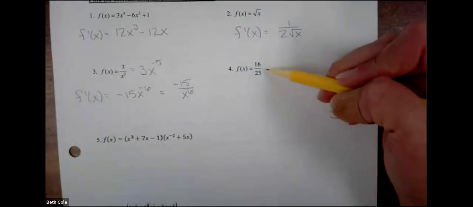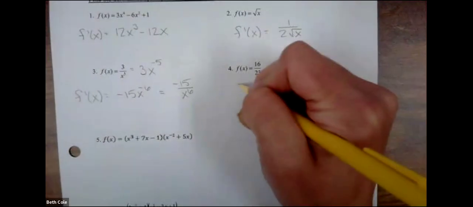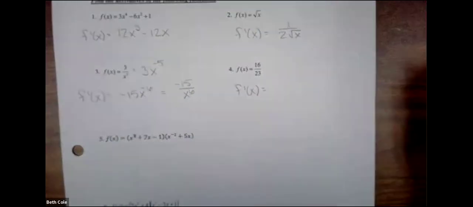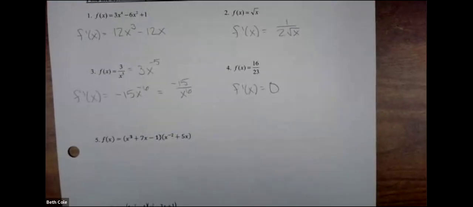Cool. And then this, since there's not a variable at all, it's just a constant, what's your derivative? 0. Beautiful. That's power rule. All good? Not going to labor over that. Let's go back to our rules.